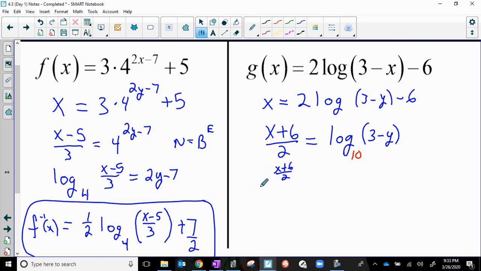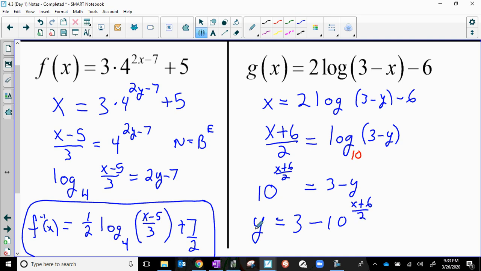Make sure I don't rewrite it and misread it as 10 times. It's 10 raised to it. And that equals 3 minus y. So what I'm going to do is add this y over here, make it positive, and subtract this one over. Or if you'd rather, you can subtract 3 and divide by -1. That's the easy part, isolating.